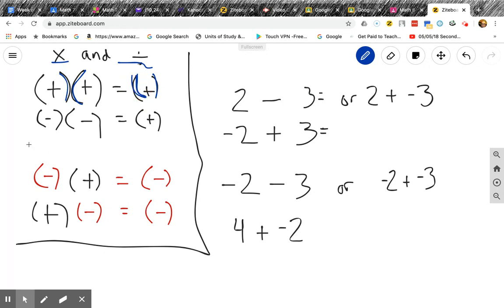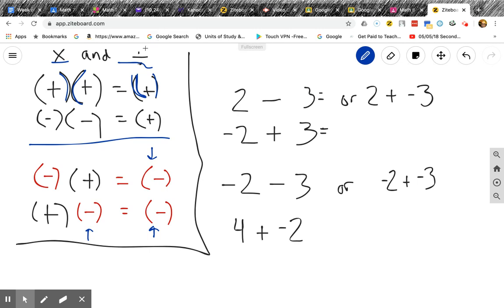If I multiply two negatives, I always get a positive. If I only have one negative, so negative times positive always equals a negative. A positive times a negative always equals a negative. Once we have that one negative in there, it throws that to a negative. But if I have two negatives, when I multiply, they cancel each other out.